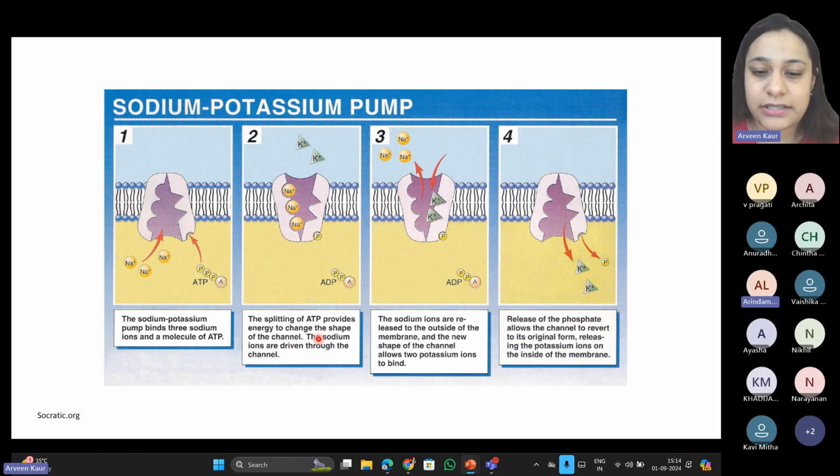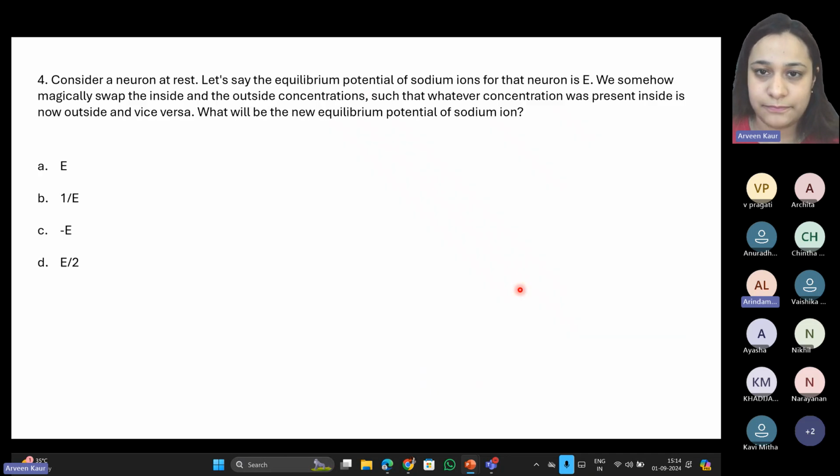Then the sodium ions are driven through the channel and released to the outside of the membrane. The new shape of the channel favors intake of potassium ions. So now potassium can come and lodge into this channel, and this potassium can then be released into the membrane, right? That is how it works, and it is utilizing ATP as the energy currency.